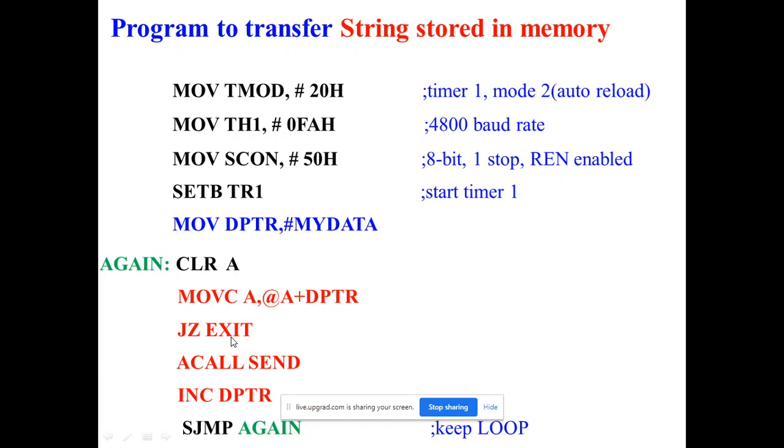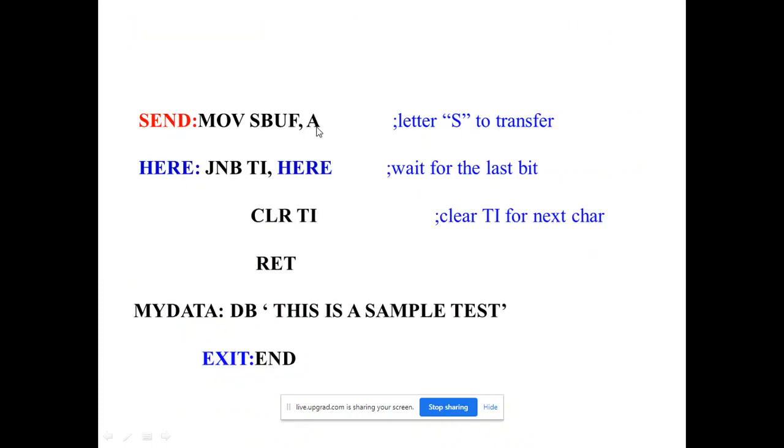Is it the last character? No. Then call send. Means again in the accumulator, the third character, that is I, is coming into the SBUF buffer. Check whether I is completely transmitted or not. Then clear TI and then return. In this fashion, one by one character is taken.